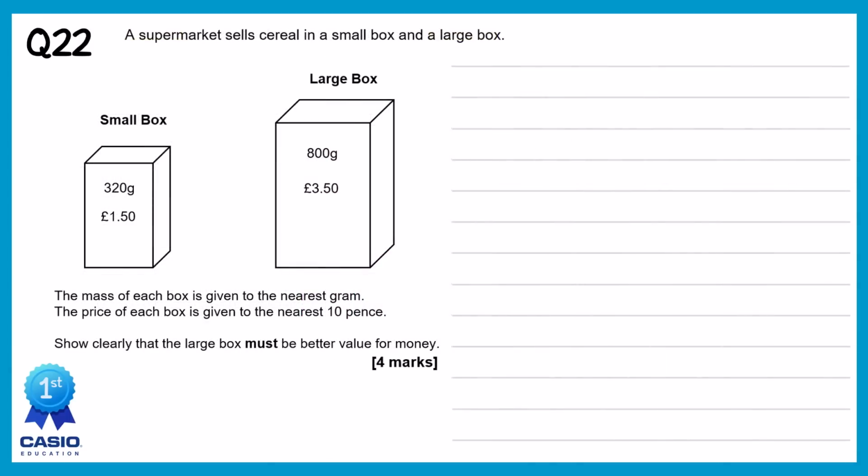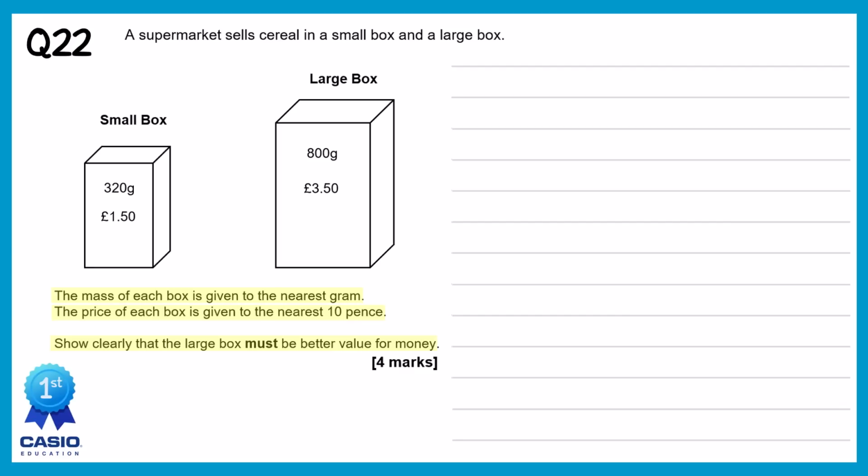In this question, we've been asked to show clearly that the large box must be better value for money. We've been given information about the mass, which is to the nearest gram, and price to the nearest 10 pence. Since the information's been given in this way, we know this is going to be a bounds question. So let's write out the error interval for the mass and the price of each of these boxes.